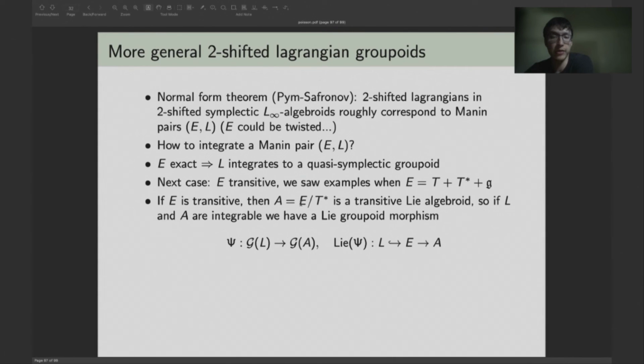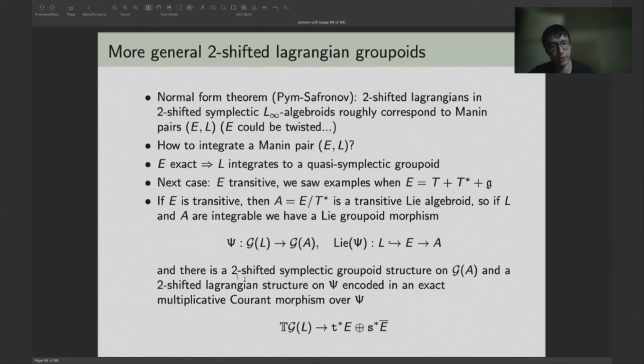We can divide this current algebra by T star and produce a transitive Lie algebra. And that transitive Lie algebra, if it is integrable, integrates to a two-shift symplectic groupoid. So if we have a Dirac structure inside E, we have this morphism of Lie algebras given by the inclusion and the projection to the quotient. So we can lift this Lie algebra morphism to a Lie groupoid morphism.